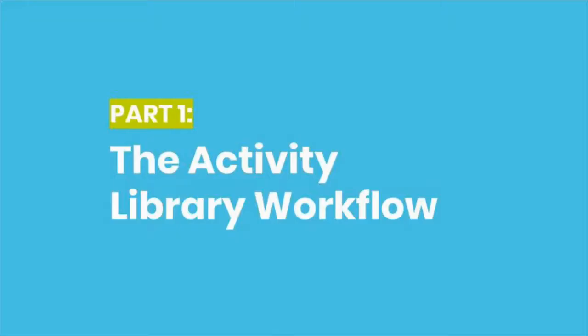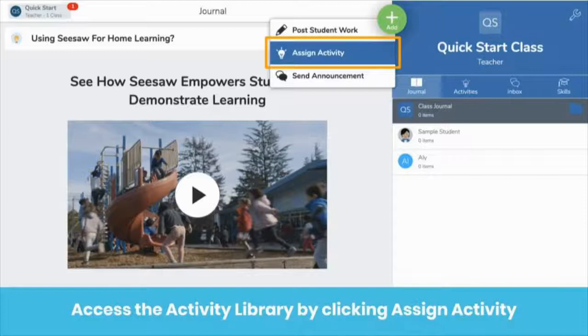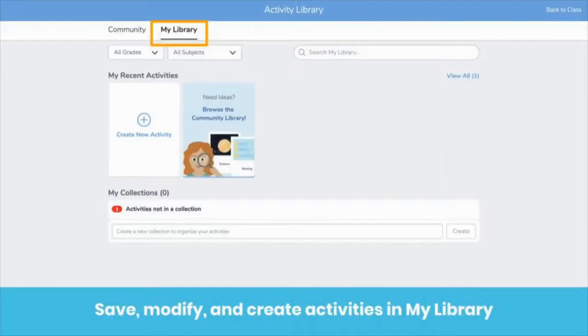Here's how the Seesaw Activity Library works. Access the library by clicking the green Add button, then Assign Activity. You'll be taken to My Library. My Library is where you store activities you might want to share with your class. Saving activities to My Library does not assign the activity to students. It's also where you can create activities of your own. More on that in a second.